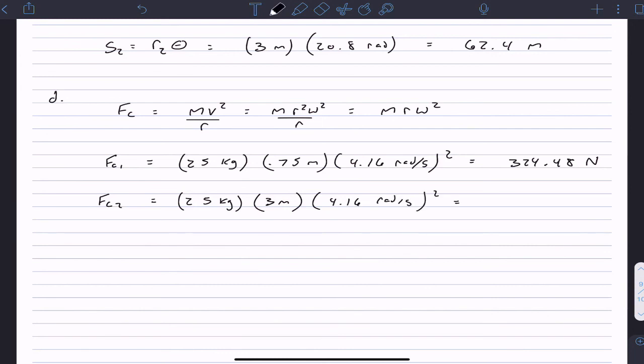That's going to give us a value of 1,297.92 newtons. And this is the child that's on the edge, so this is quite a bit more, right? It's almost 4 times as much.